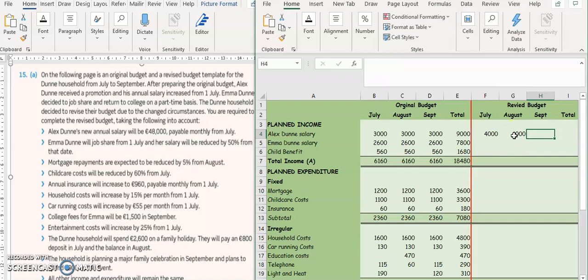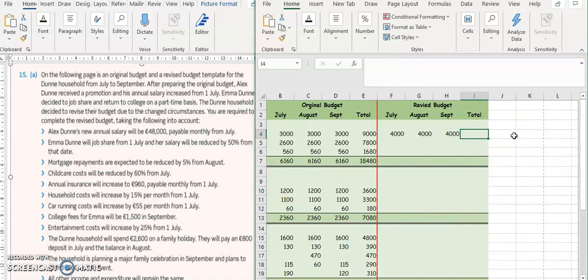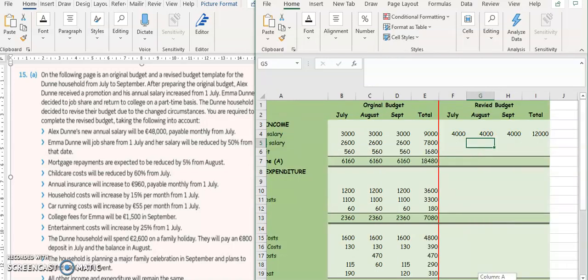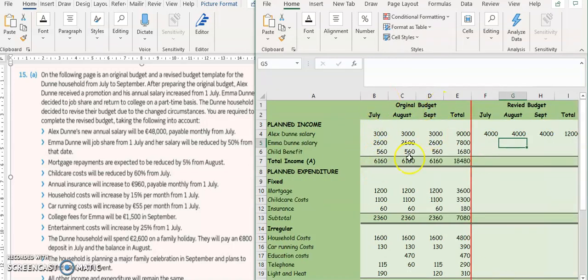So August is going to be 4,000. September is going to be 4,000. Then you're going to add the three of them up, and that's going to give us a new total of 12,000. So his salary is now revised. He's got an increase. So instead of being 3,000, it's now 4,000.